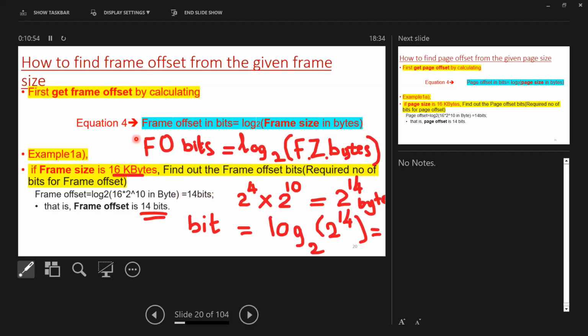Okay, so if you get a question asking the frame offset in bits, log base 2 of frame size in bytes, we can write it as log 2 to the power 14 equals 14 bits. Shall we write it? This is equal to 14 bits. Okay, quickly copy down this one.